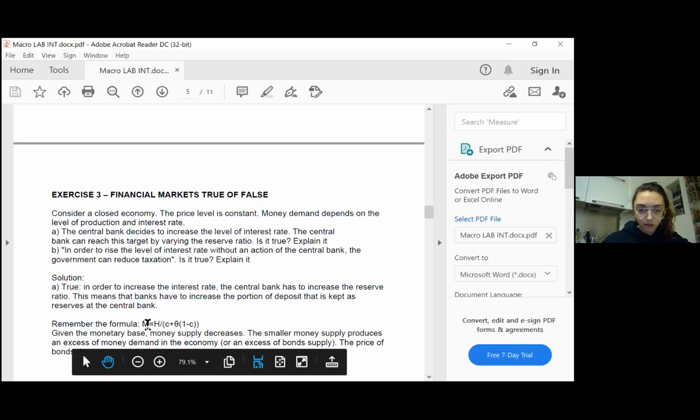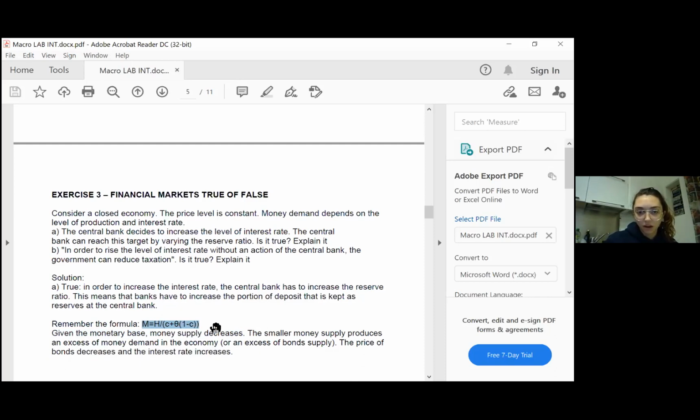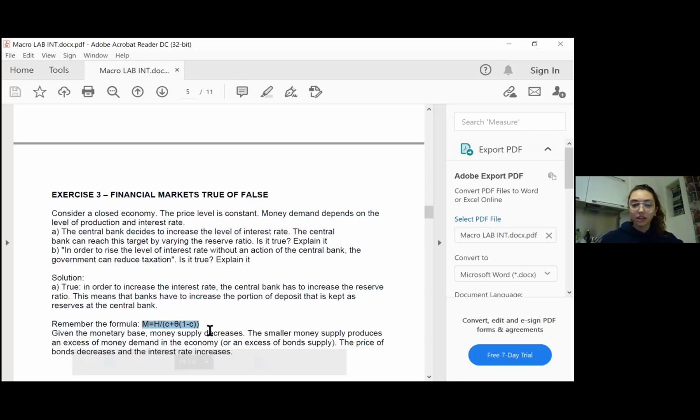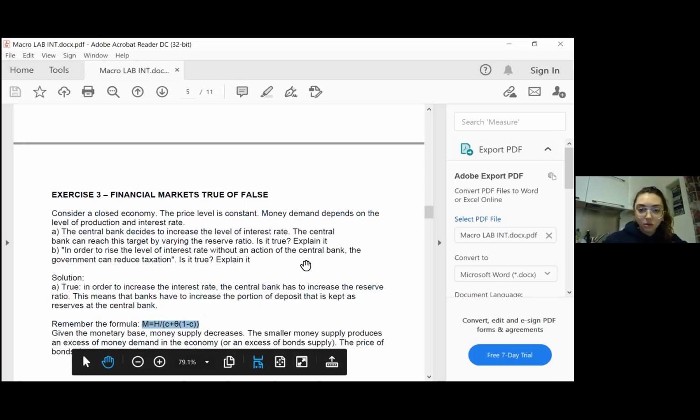Well, you gotta remember this formula, the formula of the money supply. So the formula of the money supply is the monetary base divided by C plus the reserve ratio multiplied by 1 minus C, where C is the proportion of money held as currency. I don't know if you guys remember this formula. And so clearly through this formula, you can see that by increasing the reserve ratio, it will decrease the money supply, right?